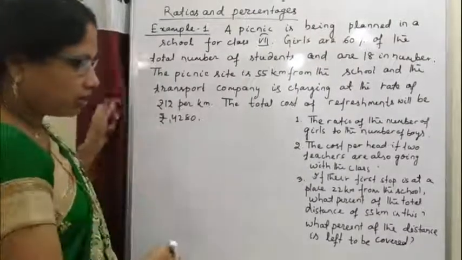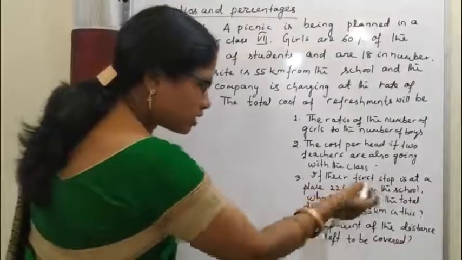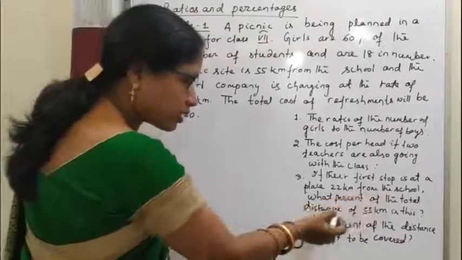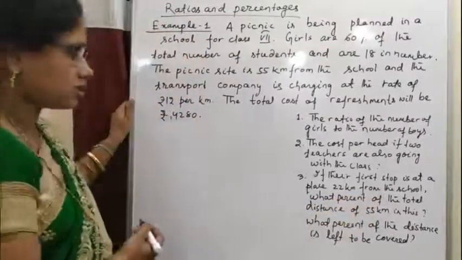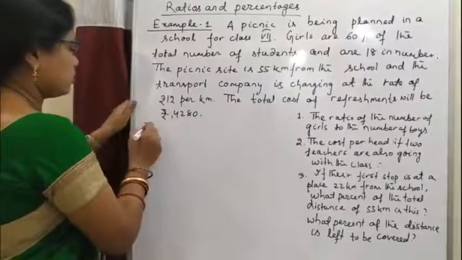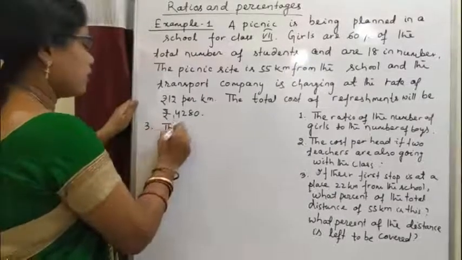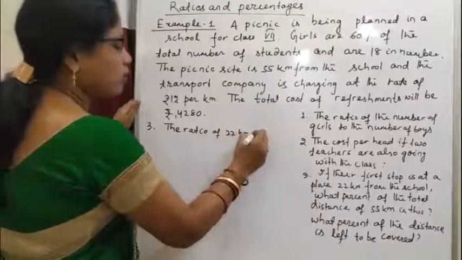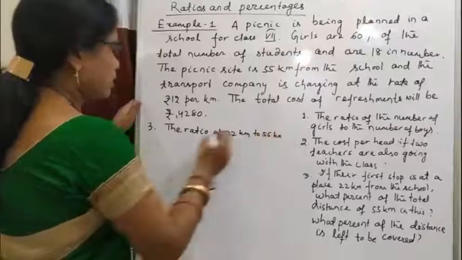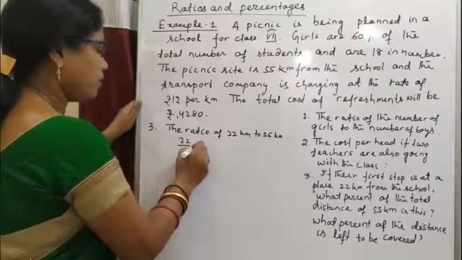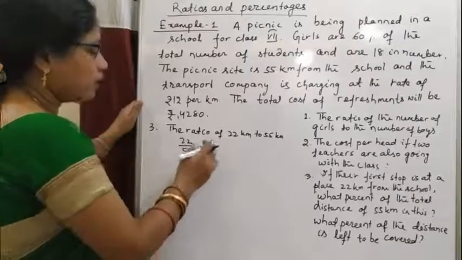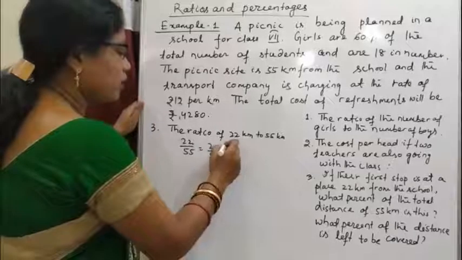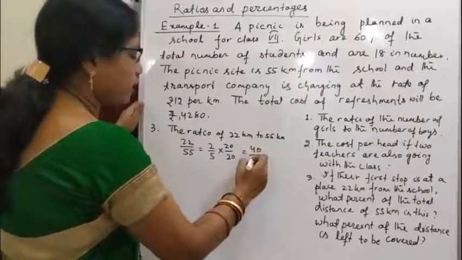Next, the third part. If their first stop is at a place 22 km from the school, what percent of the total distance of 55 km is this? So the ratio, first we have to find the ratio. The ratio of 22 km to 55 km is 22 by 55. So this is equal to 2 by 5. If we convert it into percentage, then we have to multiply by 20 by 20. So this is equal to 40 by 100.